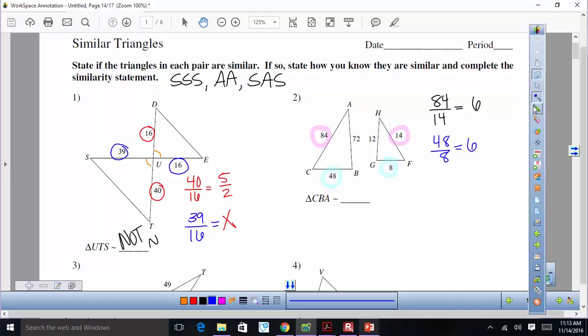Perfect. Okay, and what about 72 over 12? 72 over 12, y'all said is 6 as well. So that is similar by side, side, side. Now, if we went C, B, A, then how would we go the other way? So we'd have to go the blue side. So F to G, we went blue side, green side. So we'd have to go blue side, green side, F, G, H.